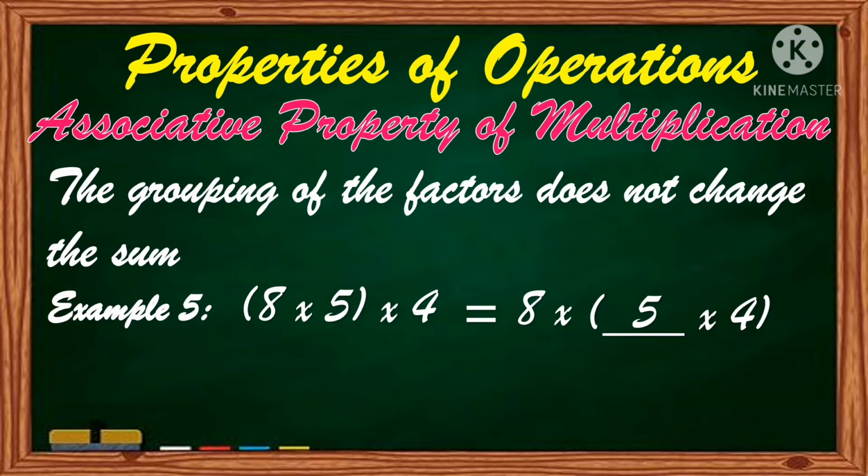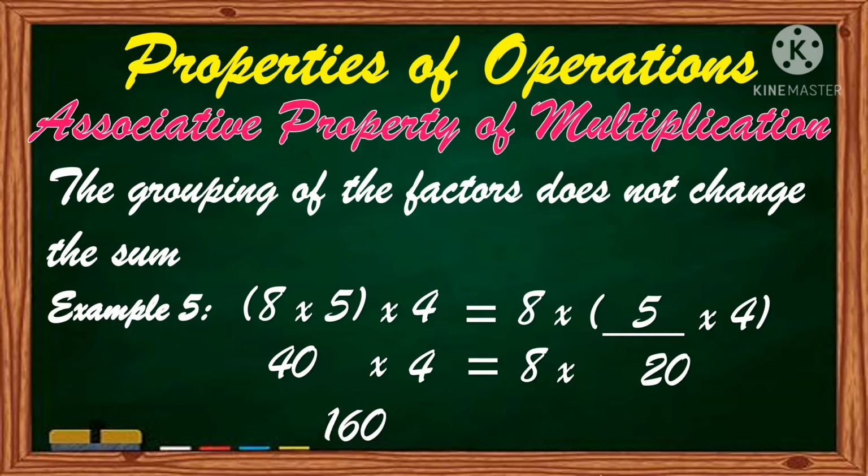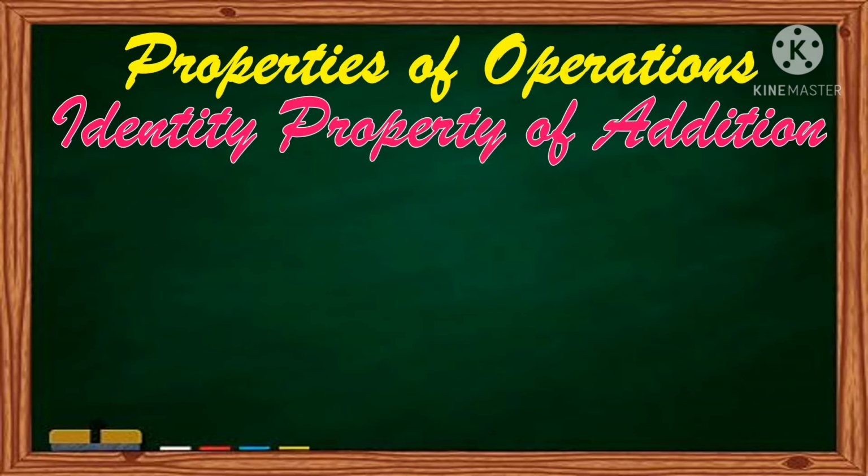And let's do the process. 8 times 5 is equal to 40, times 4. 8 times (5 times 4), 5 times 4 is equal to 20. 40 times 4 is equal to 160. 8 times 20 is also 160 and they are equal. And that is the associative property of multiplication.